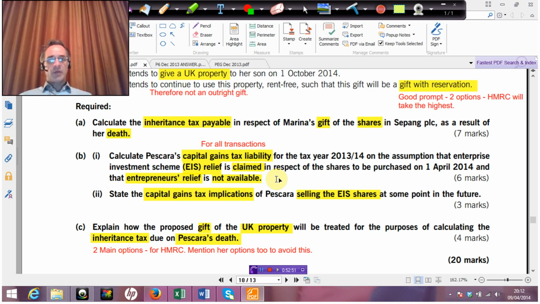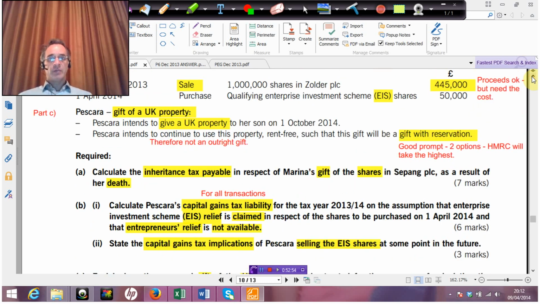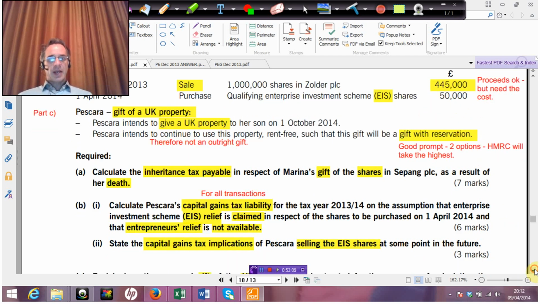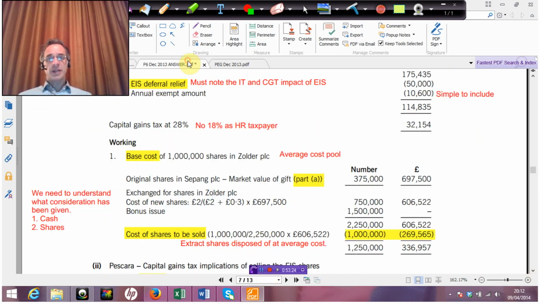What has happened, and we were given the detail in the question. Let me just find where it is. We're given some detail about her, as you can see, making a purchase in April 14 of EIS shares at 50k. Yeah. Now, if we know a little bit about EIS, we'll know that there are both IT and CGT implications potentially. Okay. And in addition to that, on the CGT side, we know that there's a deferral relief. Yeah. And that's what they've used in this section. In other words, that's why the gain was simply reduced by that £50,000.